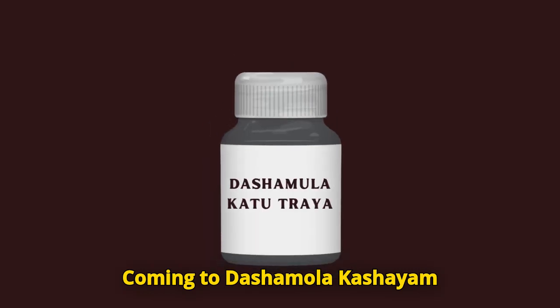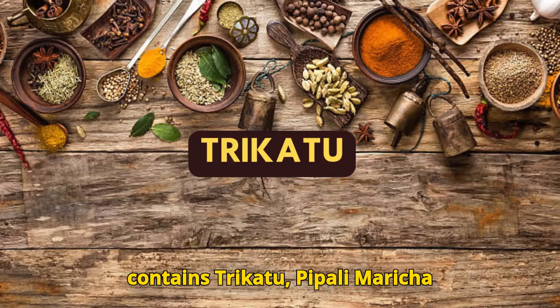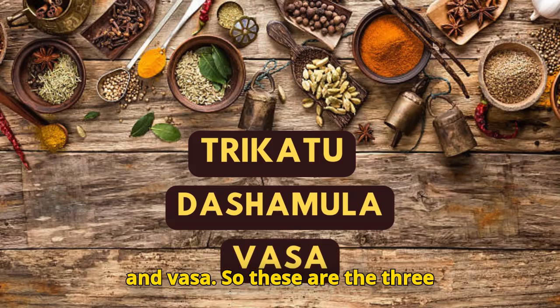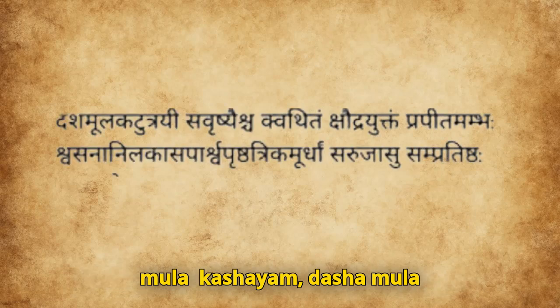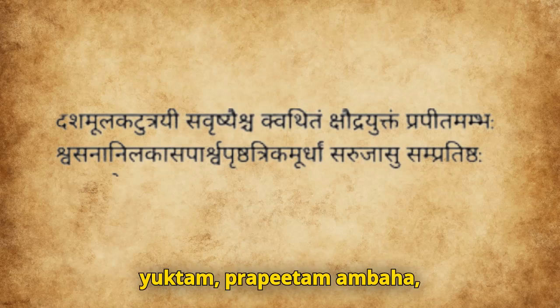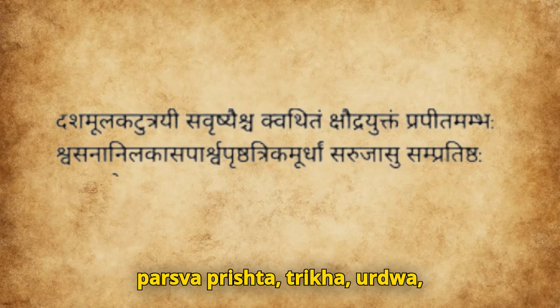Coming to Dashamula Katutrayam Kashayam, as the name suggests, it contains Katutrayam, Trikatu, Pipali, Maricha, Shunti, Dashamula, 10 roots, and Vasa. So these are the 3 ingredients: Dashamulam, Vasa, Katutrayam. Coming to the shloka of Dashamula Katutraya Kashayam: Dashamula Katutrayi sa vrishescha kwatitam shaudram yuktam prapitam ambaha, shwasa anilakasa parsva prishta trika murda sa rujastu sampratishtaha.